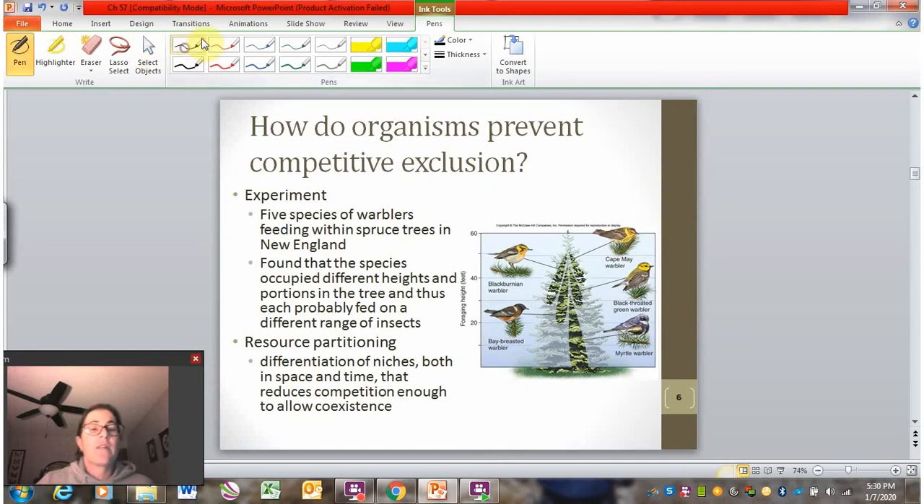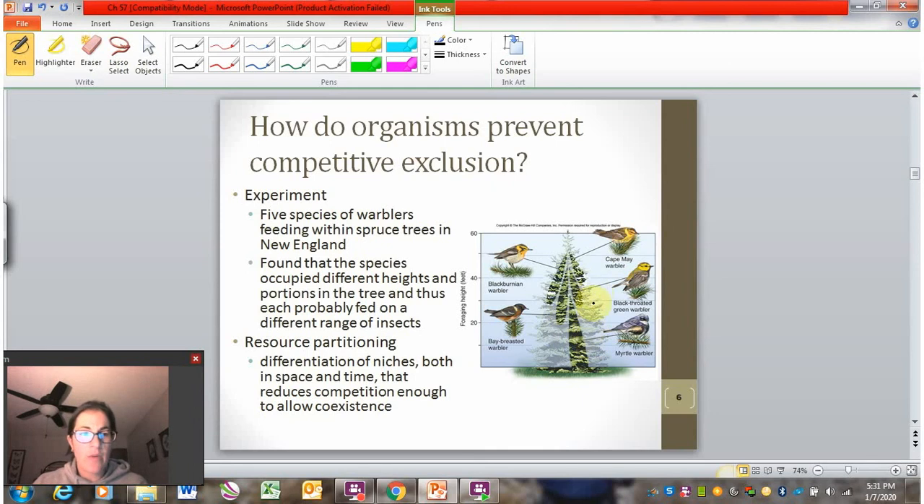So organisms are strongly impacted by competition, and so through the course of evolution, they have evolved ways to reduce competitive exclusion. And the way that they do this is through something called resource partitioning. To illustrate this, we have this example here. There are 5 different birds. They're all related. They're warblers. And they all can coexist within spruce trees in New England. So they're living in the same tree.